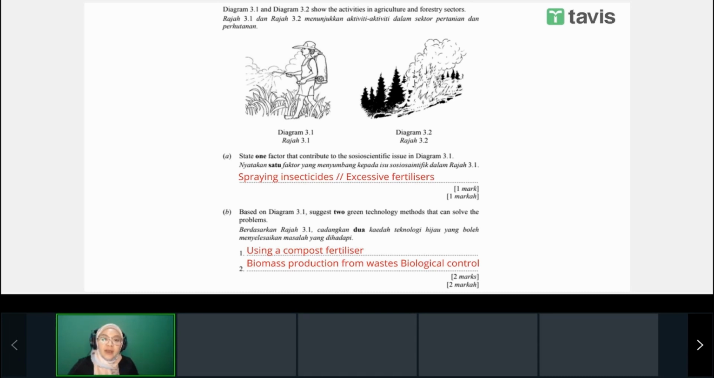In section B, you have to answer all, yeah? It comprises 38 marks. Okay, let's see a sample of the question. Diagram 3.1 and diagram 3.2 show activities in the agriculture and forestry sector. What is the farmer doing? He is spraying something, probably an insecticide or fertilizer, right? Okay. Diagram 3.2 is an open burning, the burning at the open area.